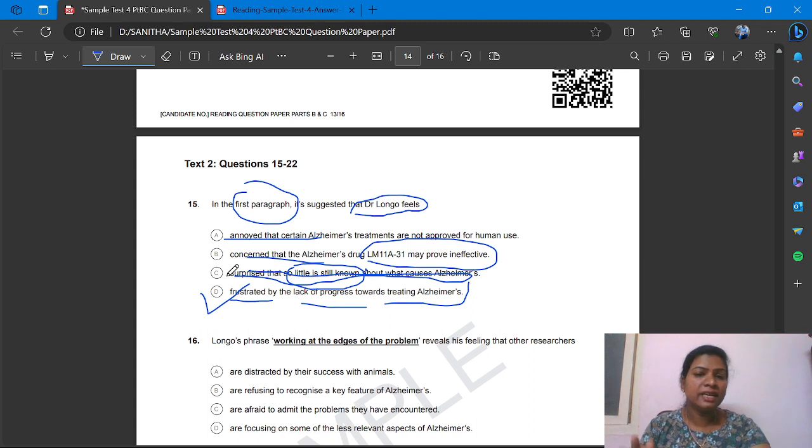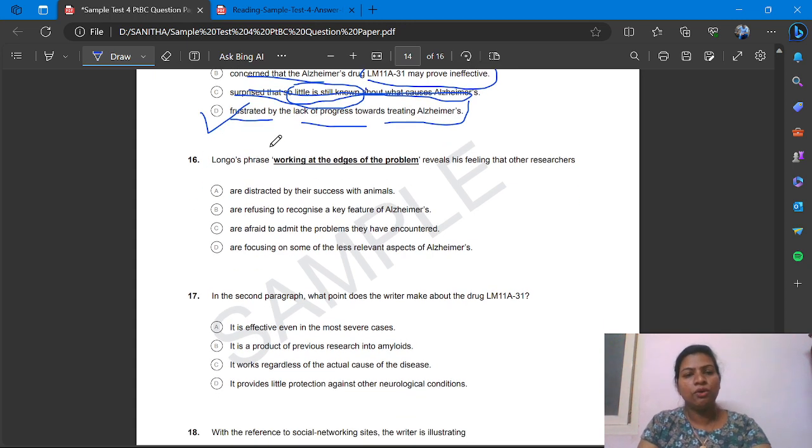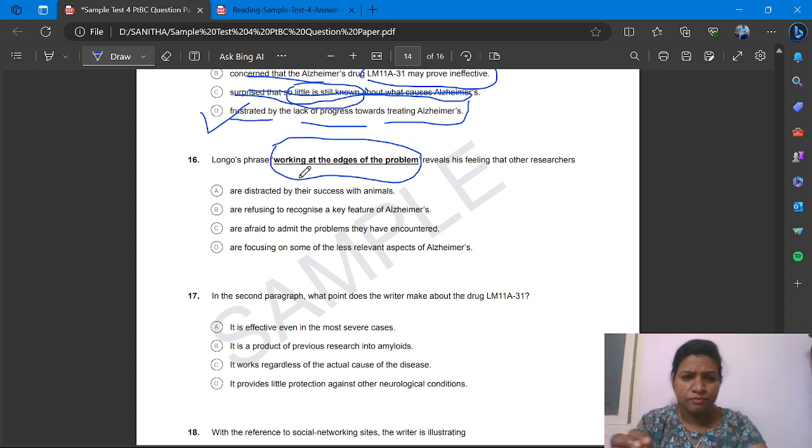You won't get direct answers here. You have to think about what it is overall. What is the answer? Frustrated by the lack of progress towards treating Alzheimer's. Longo's phrase. We will get some phrases also. You should know the meaning. Sometimes it is very difficult to understand the meaning of the phrases.